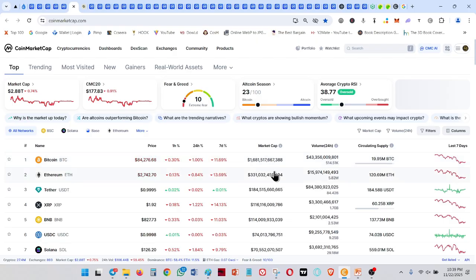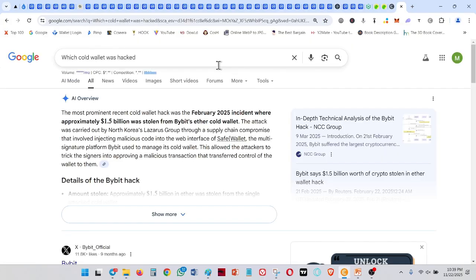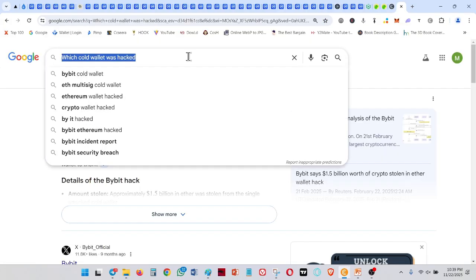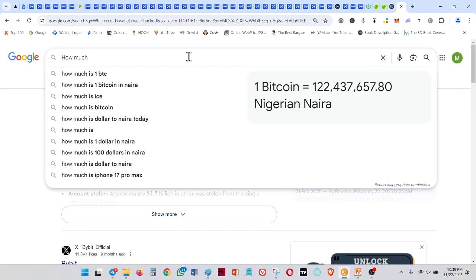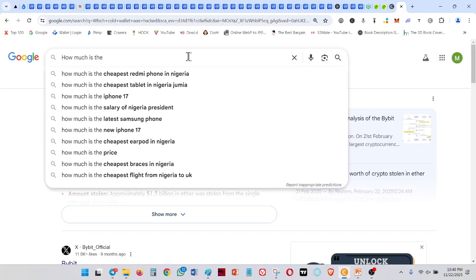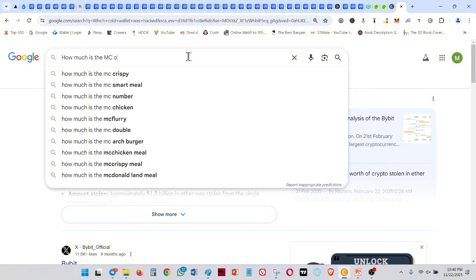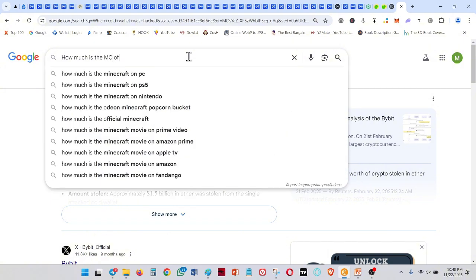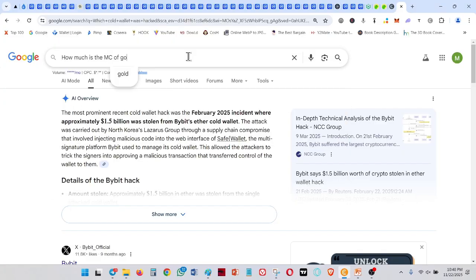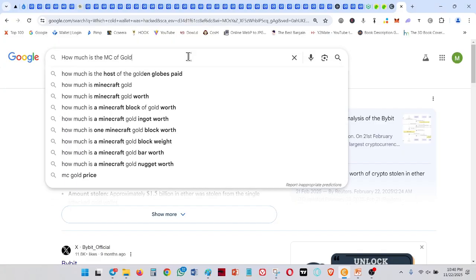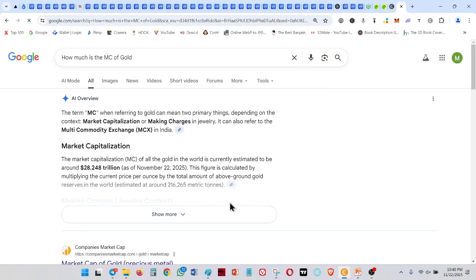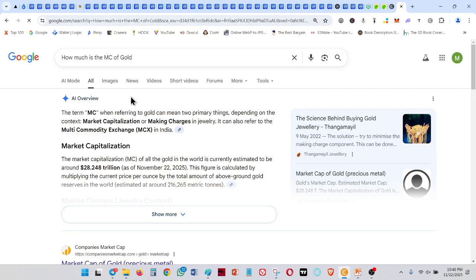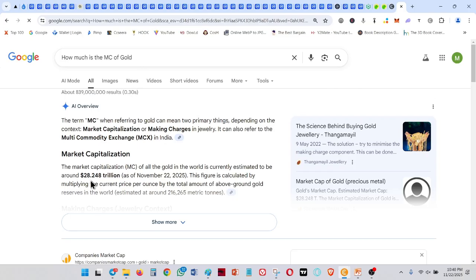Only Bitcoin. Now, let me show you people something. Come here right now and type: how much is the MC of gold. What is the market cap of gold? Okay, look at it here. What do you people see here?